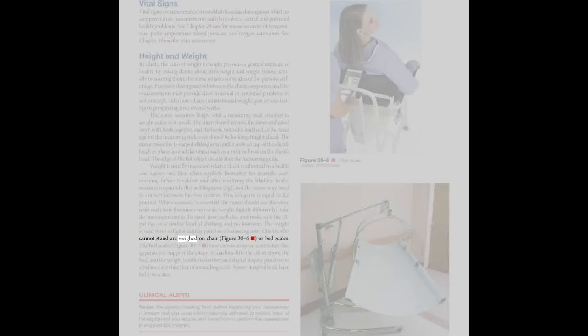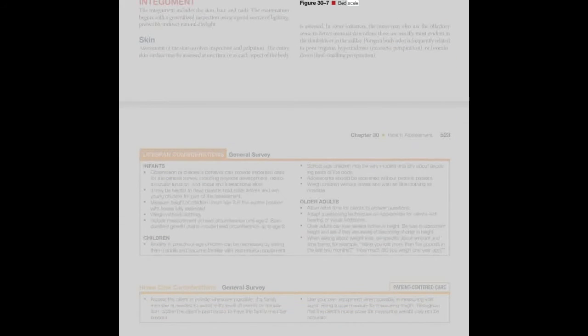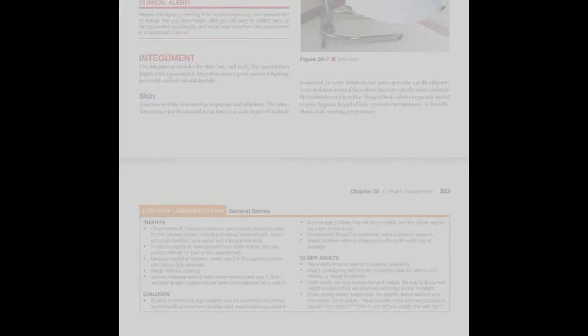Clients who cannot stand are weighed on chair, Figure 30:6, or bed scales. The bed scales, Figure 30:7, have canvas straps or a stretcher-like apparatus to support the client. A machine lifts the client above the bed, and the weight is reflected either on a digital display panel or on a balance arm like that of a standing scale. Newer hospital beds have built-in scales. Figure 30:6 chair scale. Courtesy Detecto scale. Figure 30:7 bed scale.